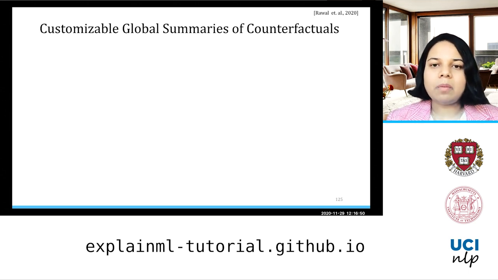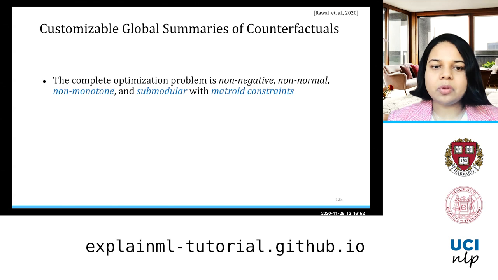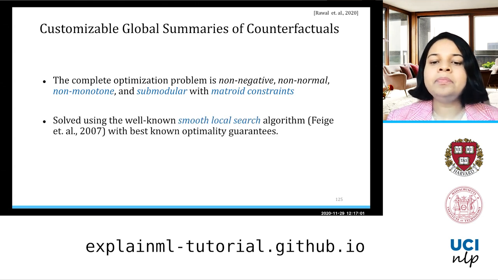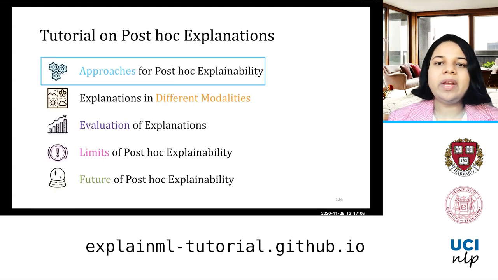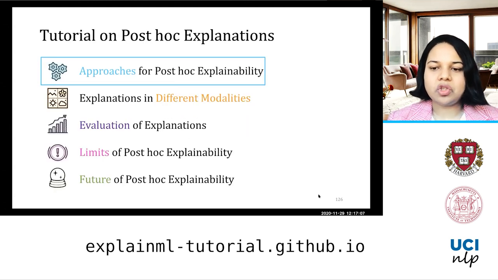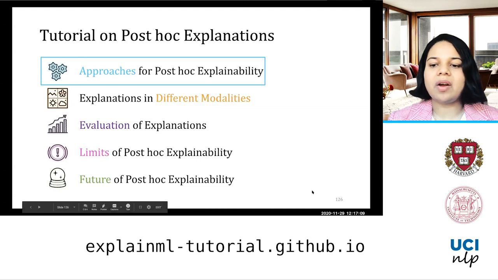All in all, this optimization problem turns out to be another non-monotone submodular optimization problem with matroid constraints, and this can be solved using the well-known smooth local search algorithm. With this, we come to the end of this discussion on approaches for post-hoc explainability.